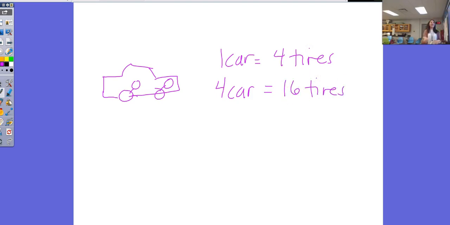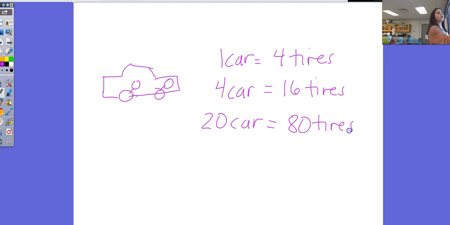And so what if I had 20 cars? What am I essentially doing? You're multiplying by that number. So now how many tires would I have? I would have 80, okay? So I would have 80.